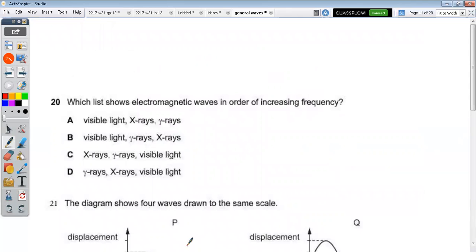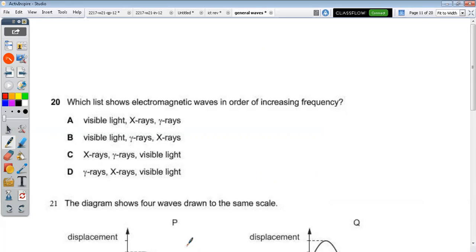Which list shows you electromagnetic waves in their increasing frequency? Increasing means from the slowest frequency to the highest frequency. So which is the correct answer? I told you you're supposed to know that order by heart. So which one is the correct answer? A.